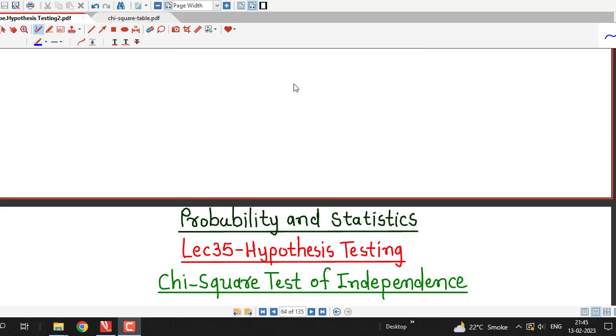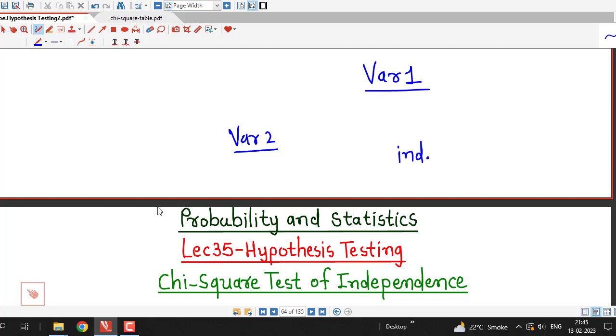So let us recall that in the chi-square test of independence we are considering two variables, say variable 1 and variable 2, and both are categorical variables. We are interested in testing the null hypothesis that these two variables are independent, and for that we consider this chi-square test. The test statistic is given by chi-square equal to sigma of observed minus expected frequency whole square divided by expected frequencies.